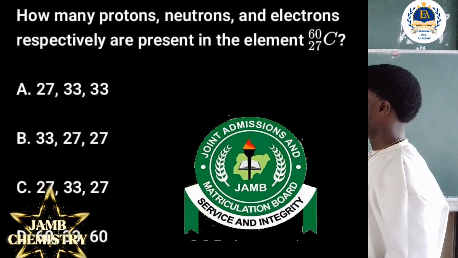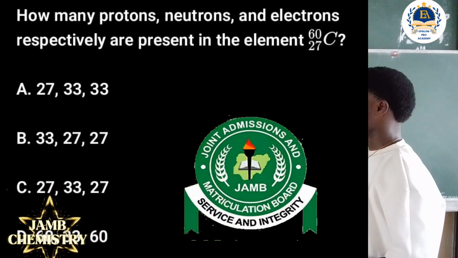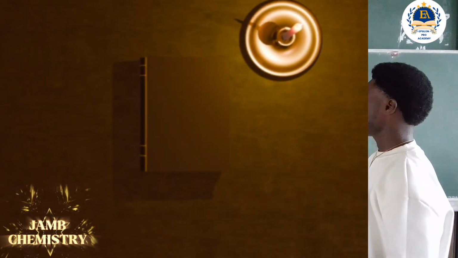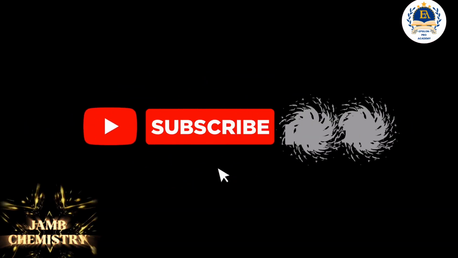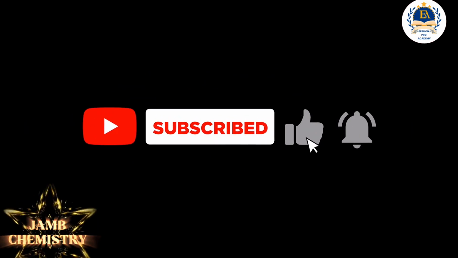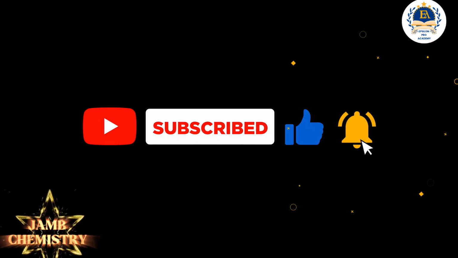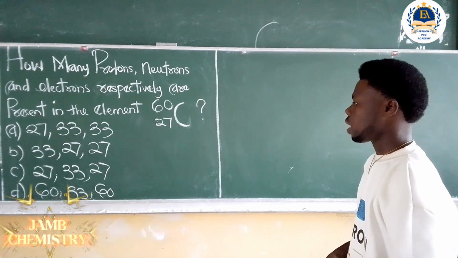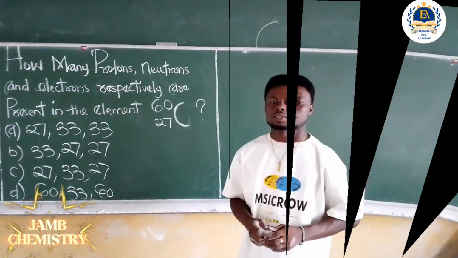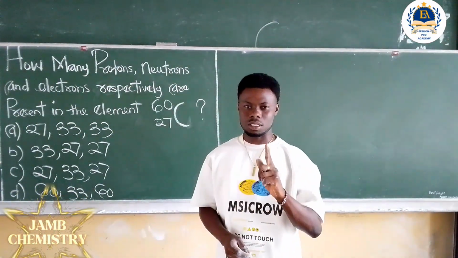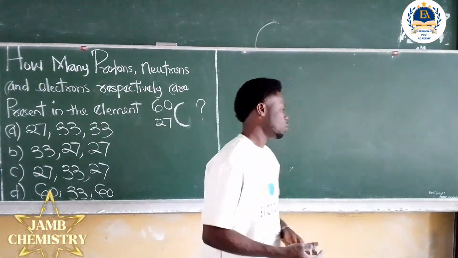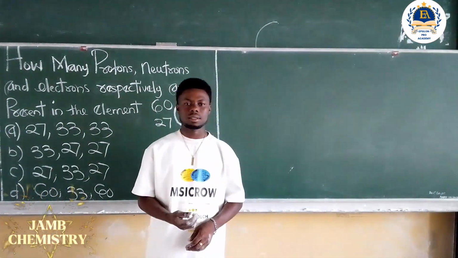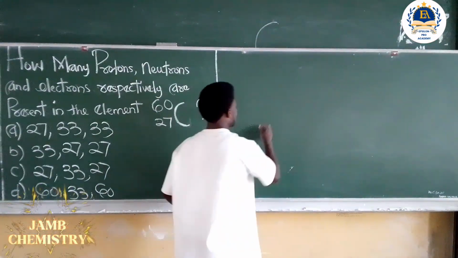How many protons, neutrons, and electrons, respectively, are present in the element? The options are given below. Before answering this question, we have to understand one thing: nuclear notation. If we have an unknown element, let's call that unknown element x.